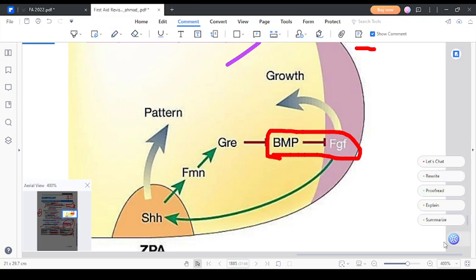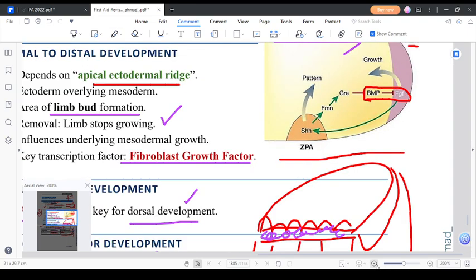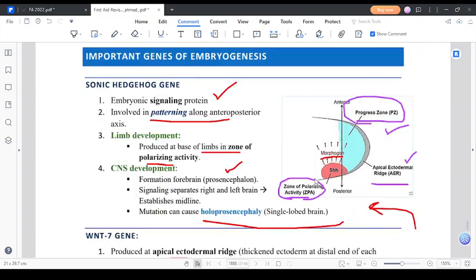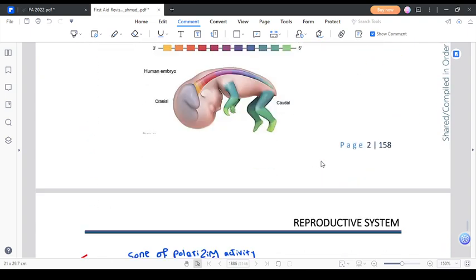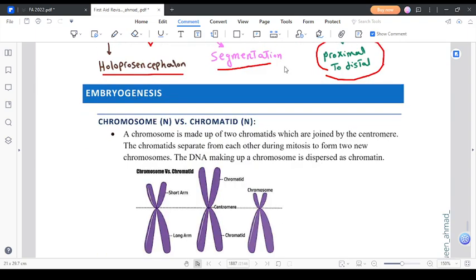So let's come back to our topic. We did this, right? Okay, now let's move on to the embryogenesis. So chromosomes versus chromatid.